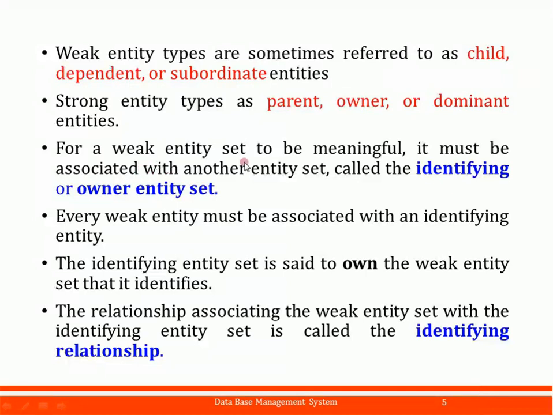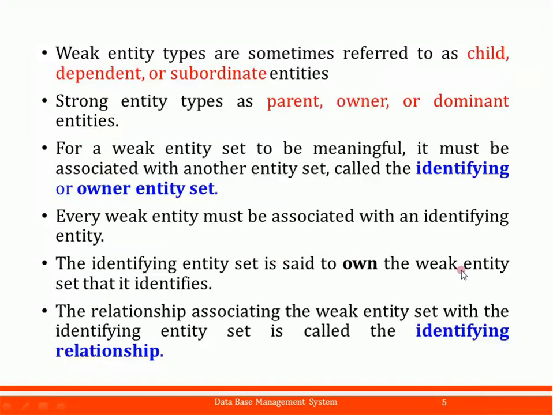So every weak entity set has to be associated with another entity set which is a strong entity set, and that strong entity set is called the identifying or owner entity set. Every weak entity must be associated with this identifying entity, and that particular identifying entity set is said to own the weak entity set that it identifies.